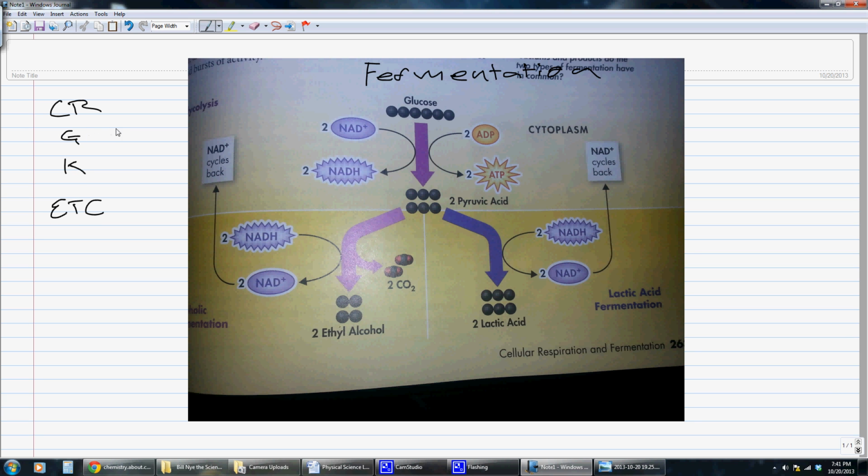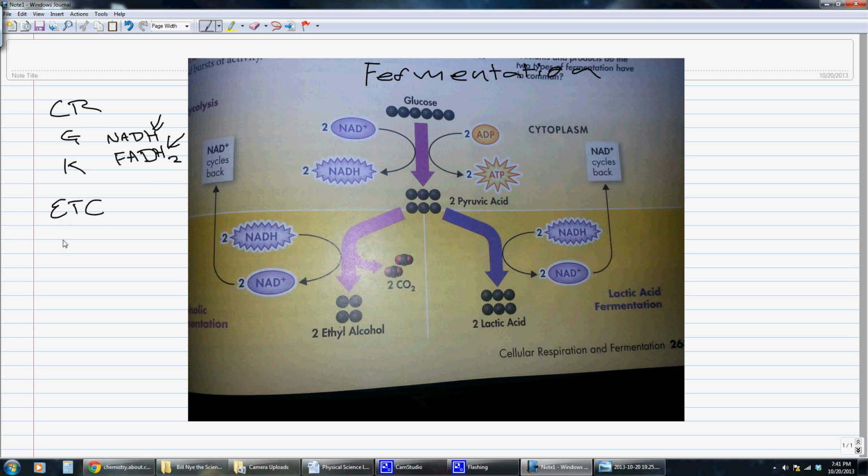Now, glycolysis makes some ATP, so it's a little bit of ATP. Krebs cycle will make a little bit more. But really what we care about is making NADH and FADH2. And the important thing about both of these are what's on the end here, these high energy electron carriers. So these are high energy electrons.